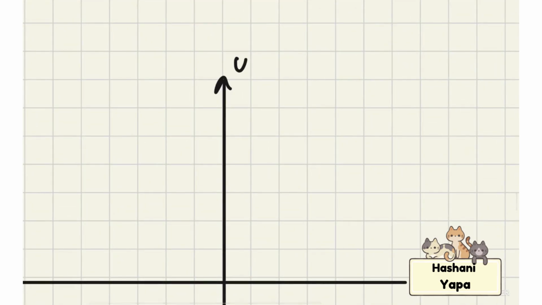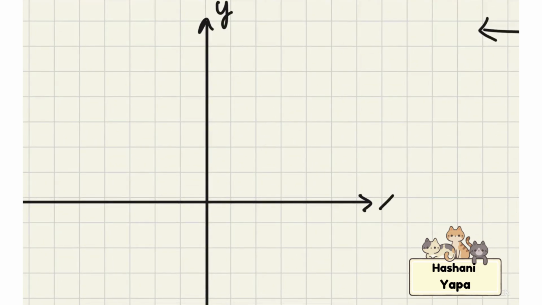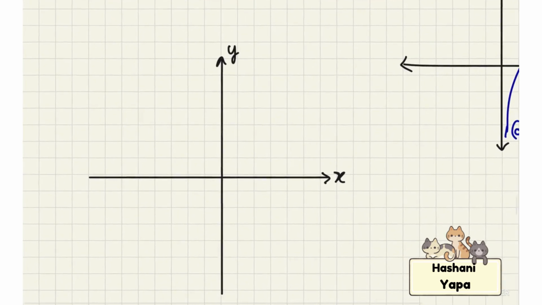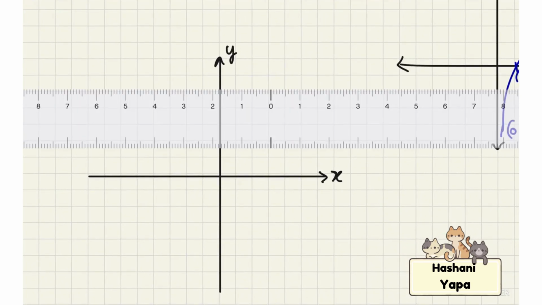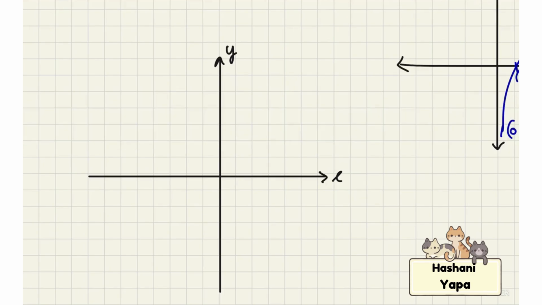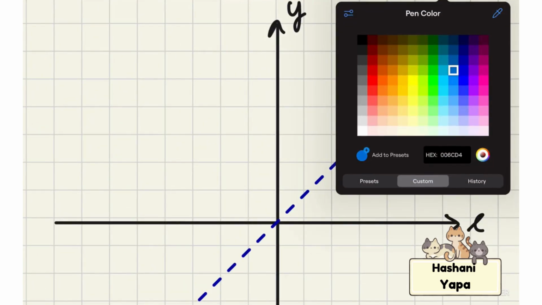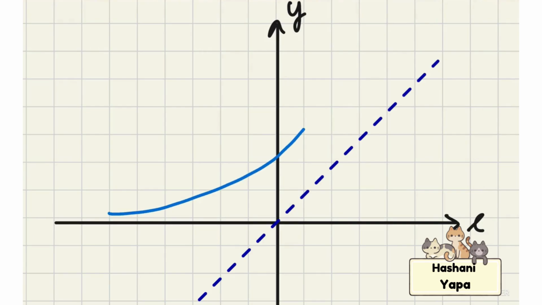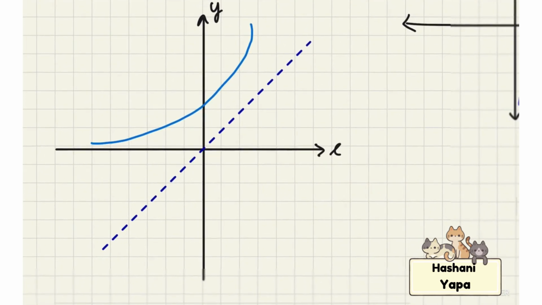So this is the y-axis, this is the x-axis. We are going to have a line here. This is the y equals x axis here, y equals x. Y equals e to the power x is going to be like this. And y equals ln x will be like this.